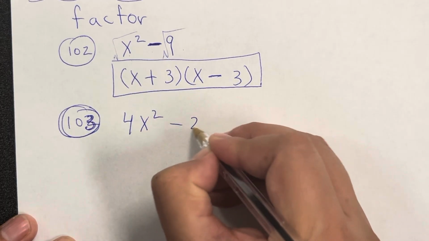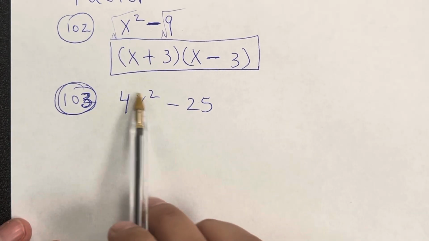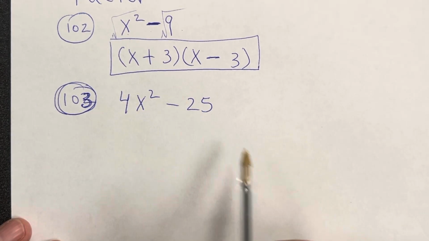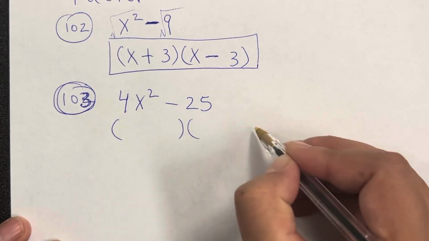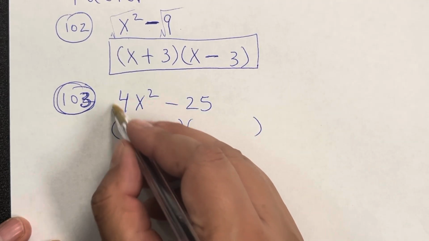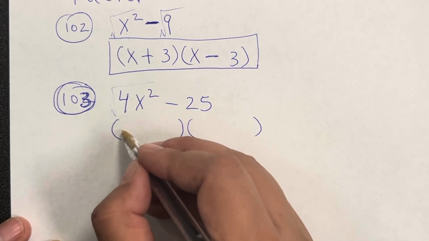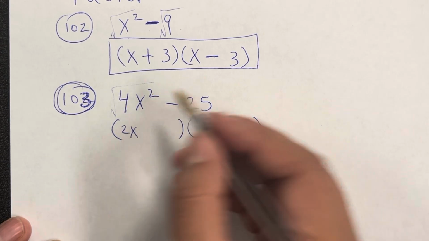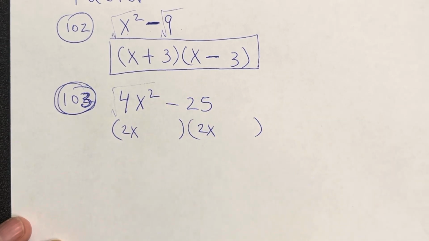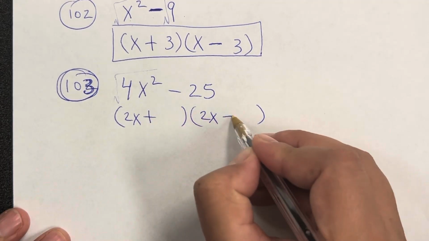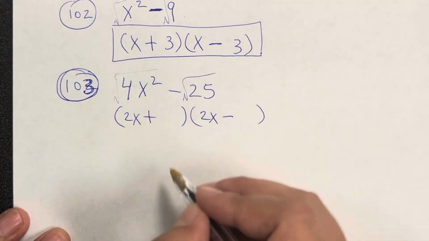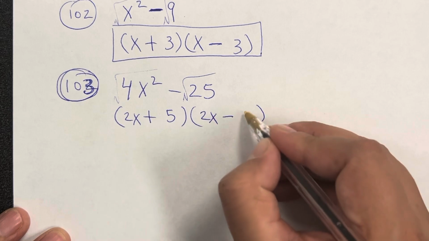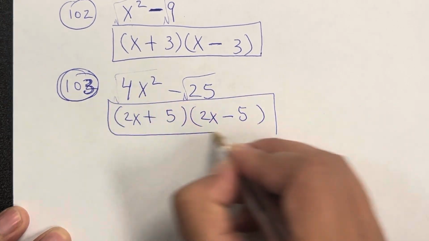4x squared minus 25. Same thing, this is a perfect square. This is also a perfect square. All you have to do is open parentheses. The square root of the first one is, well, it's 2x, because 2x times 2x is 4x squared. And we put it on both. One positive, one negative, and the square root of 25 is 5. So that's my answer.